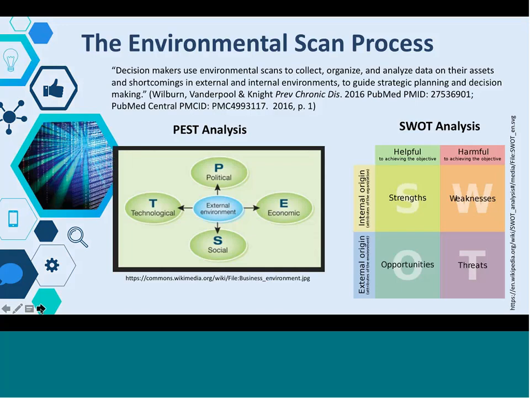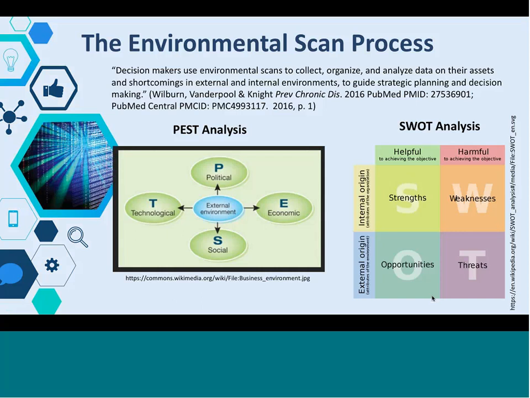So the environmental scan process in the literature is very all over the place. For example, I've seen articles and references related to a 4-step process and all the way up to a 7-step process. But I really like this definition by Wilburn, Vanderpool, and Knight, who wrote an article about using environmental scanning in public health, in that decision makers use environmental scans to collect, organize, and analyze data on their assets and shortcomings in external and internal environments to guide strategic planning and decision making.